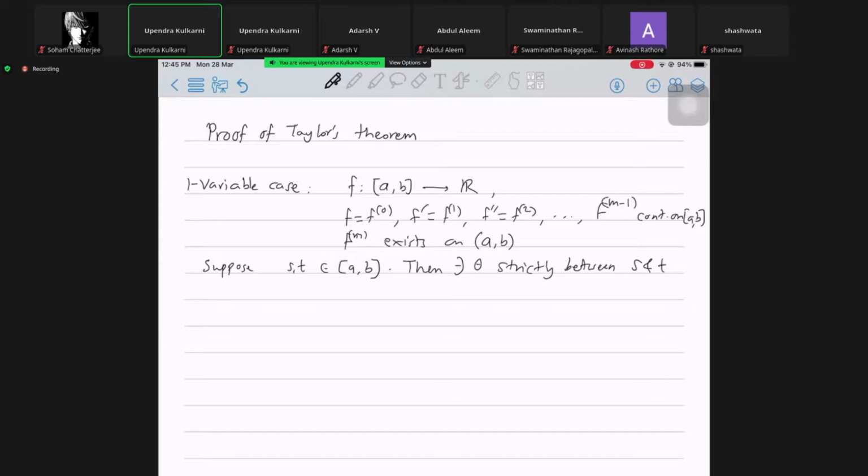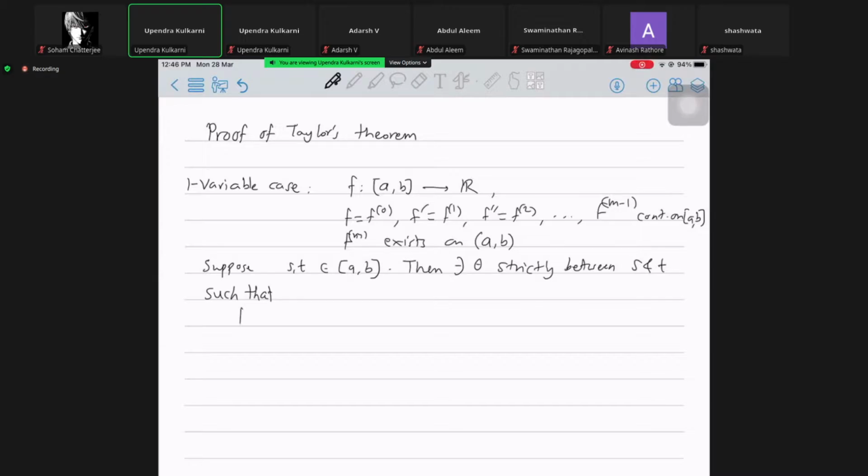Now, this slightly awkward way of writing is because I do not want to assume that s is less than t or the other way, such that, so my reference point is s, and I'm going to use the values of the function, its derivative, and so on and so forth, to approximate t using all of this data at s.